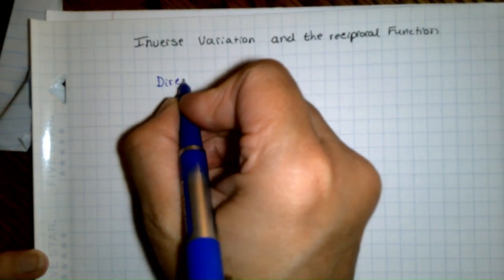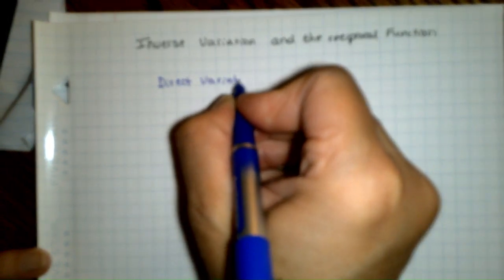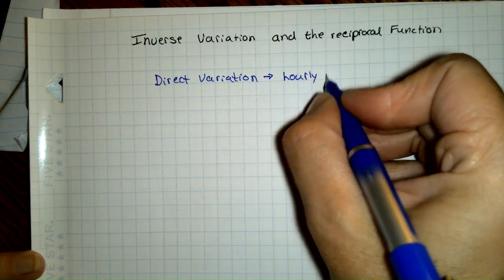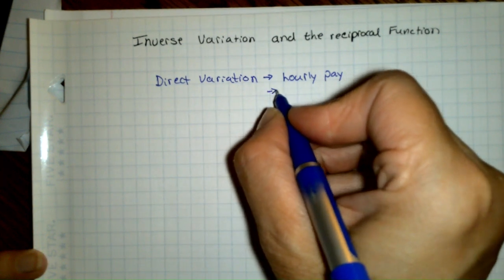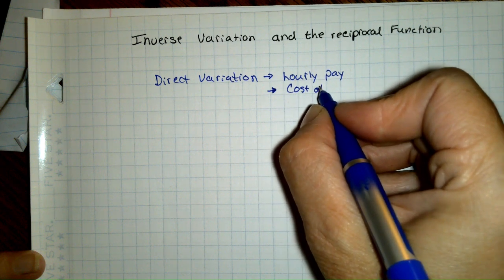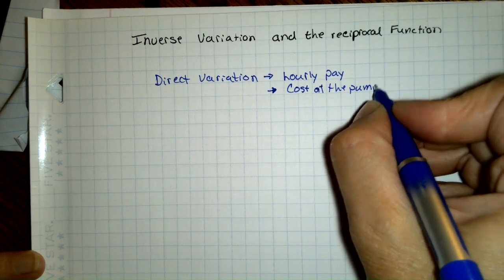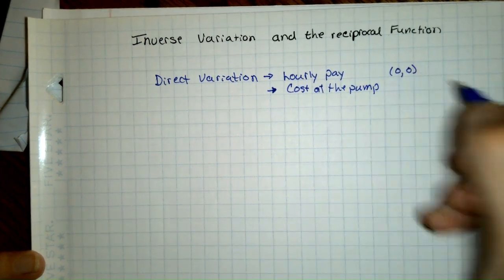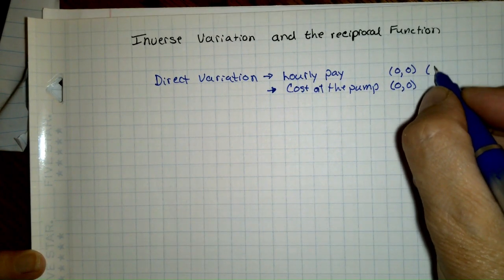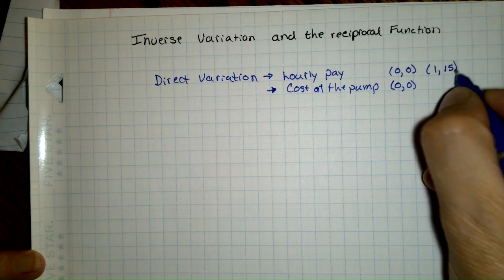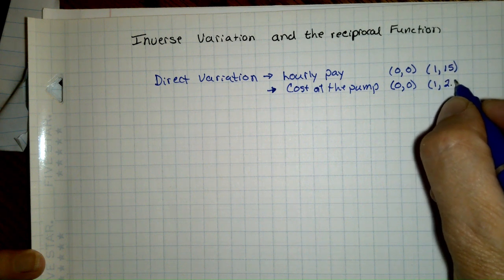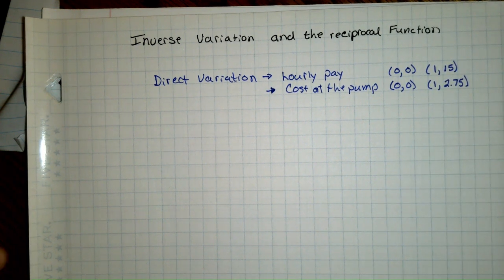So direct variation would be like your paycheck, assuming you're hourly paid. Or it might be your cost at the fuel pump. For example, you work 0 hours, you get $0. You buy 0 gallons, you pay $0, right? Or you might work 1 hour and get paid $15, or pay for 1 gallon and it costs you $2.75. Depends on what the cost is that time.